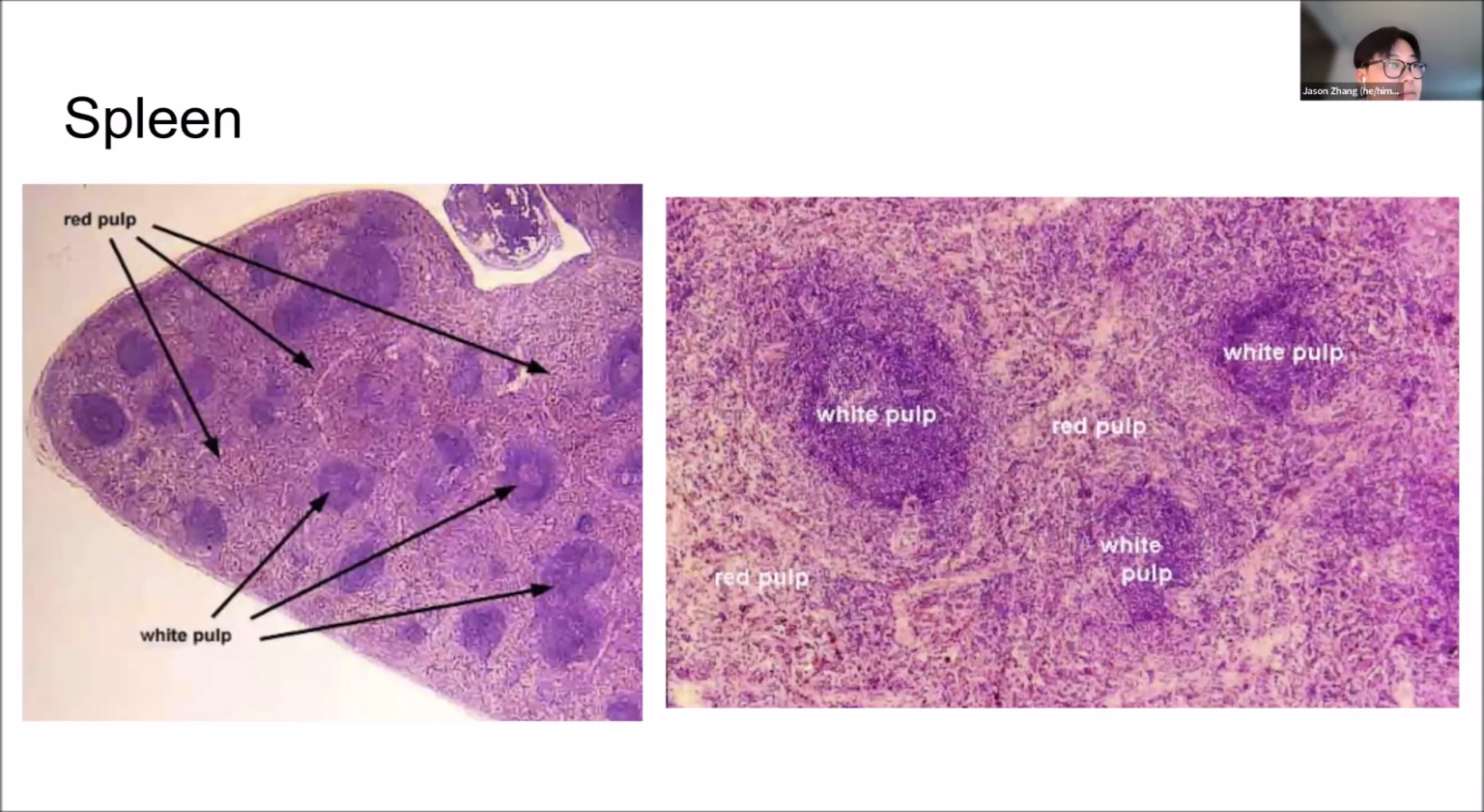And then here's the spleen. Also an immune organ. So someone tell me what the white pulp does. Okay, so it's also for immune function, where T cells and B cells can encounter antigens and become activated. And red pulp is where a lot of RBCs get processed.